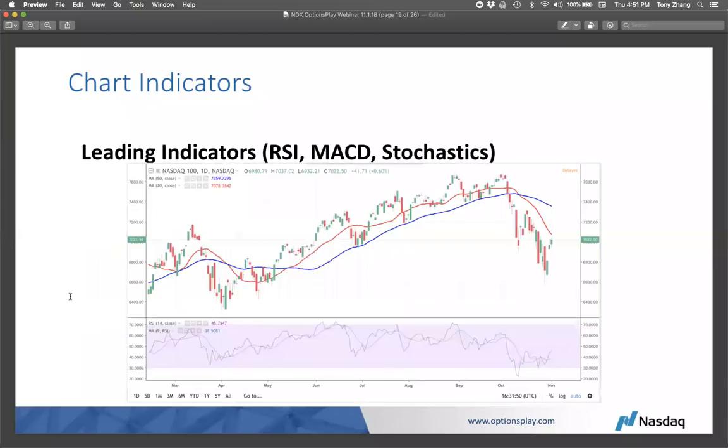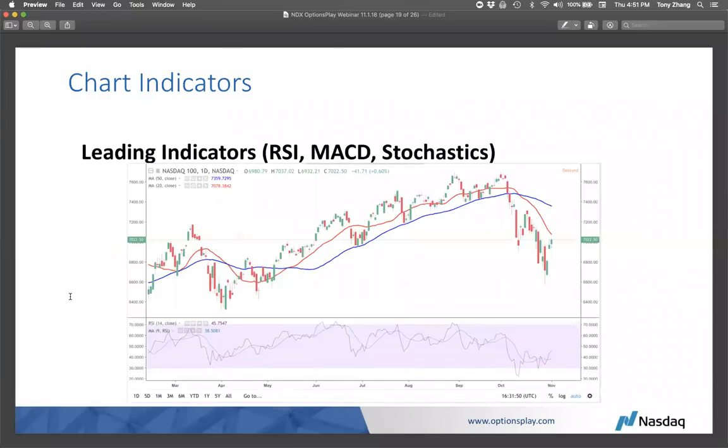And lastly, what I want to cover is probably the most popular trading strategy, which is using leading indicators like RSI, MACD, or stochastics. If you use any of these indicators, please type them into the chat window. Whether you use RSI or MACD or Williams %R, type them into the chat window, because I'm curious as to what type of indicators people use.